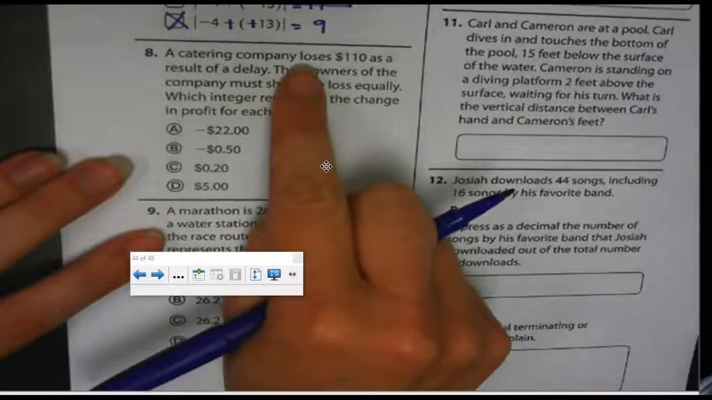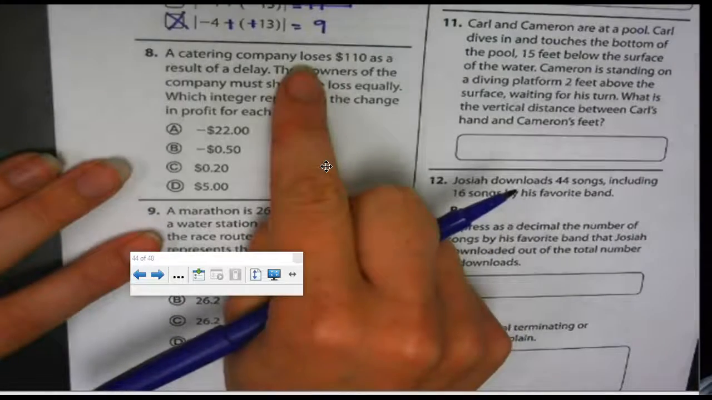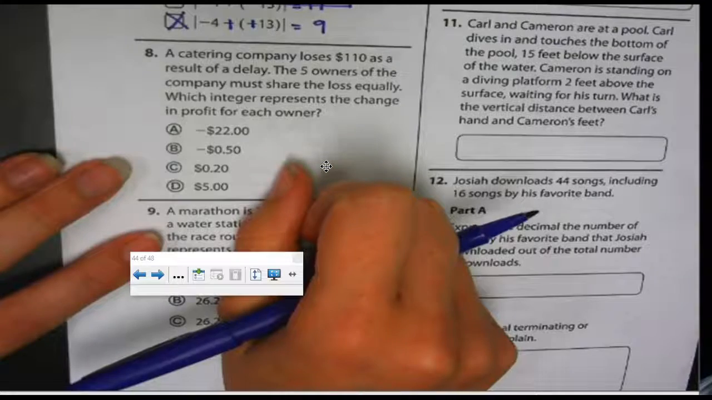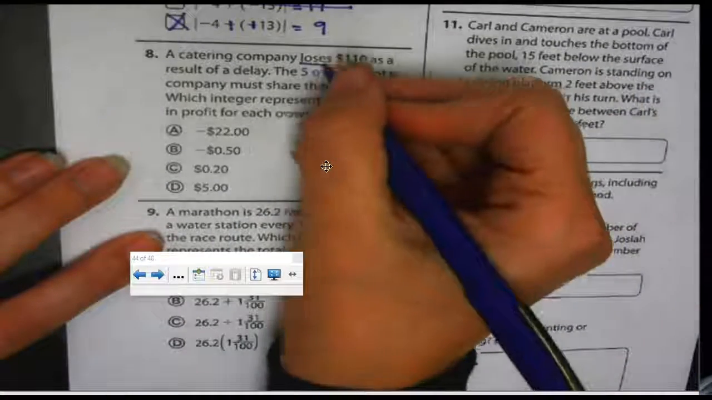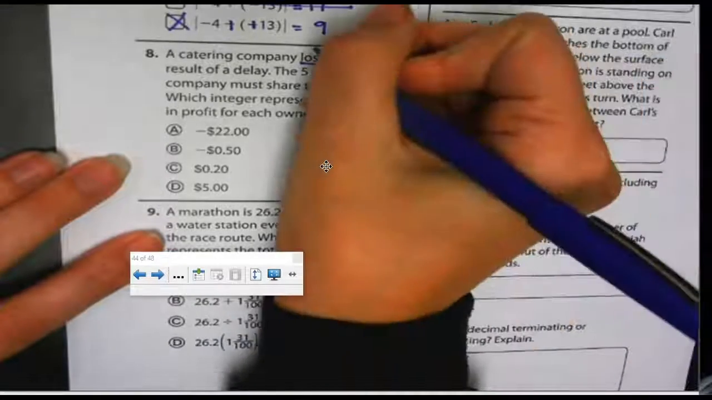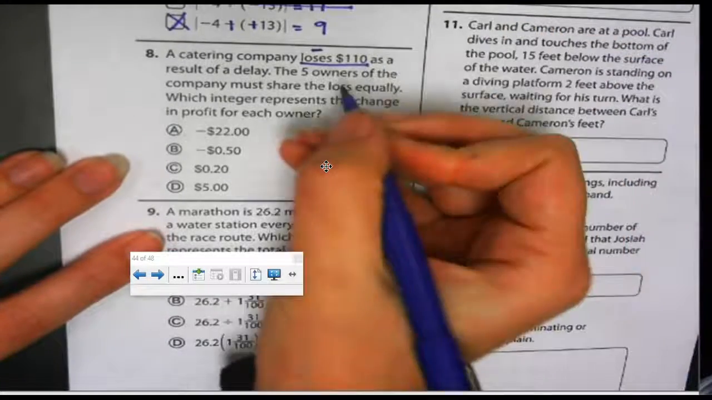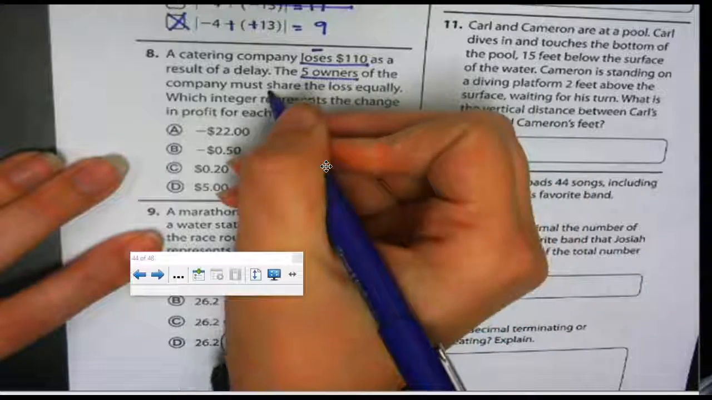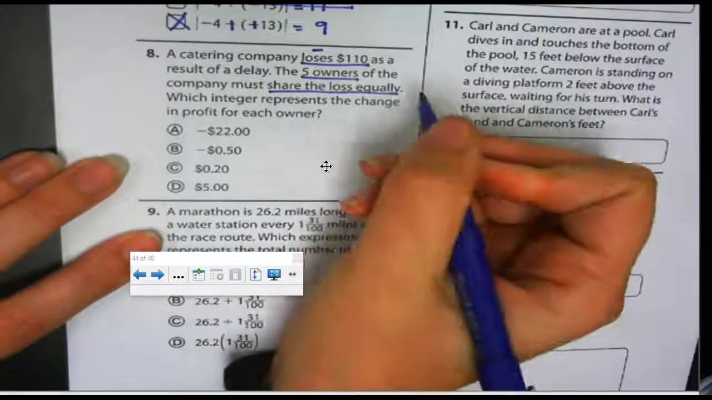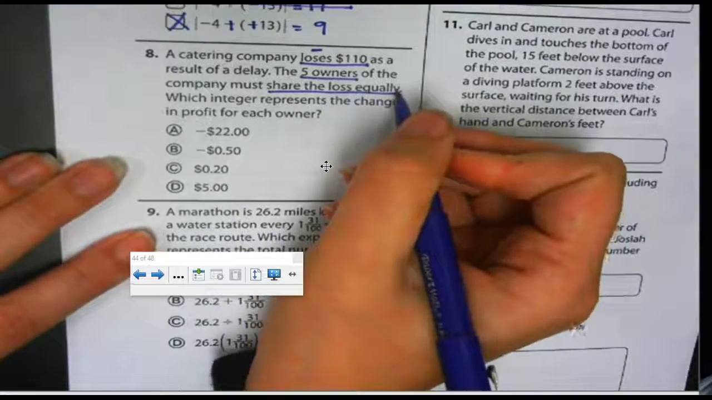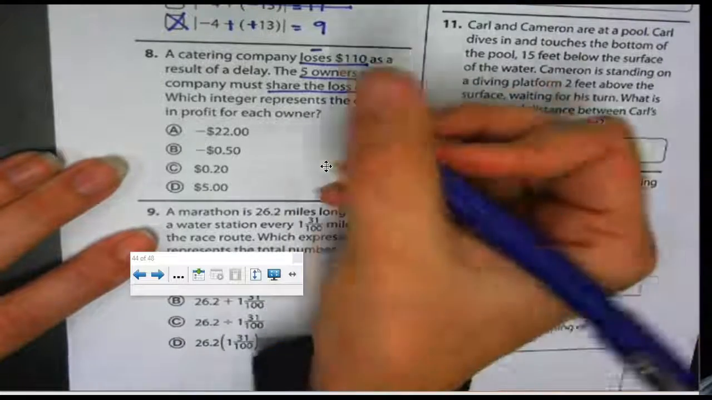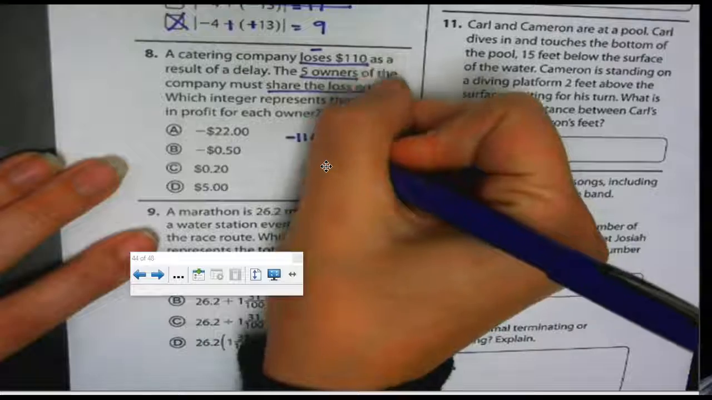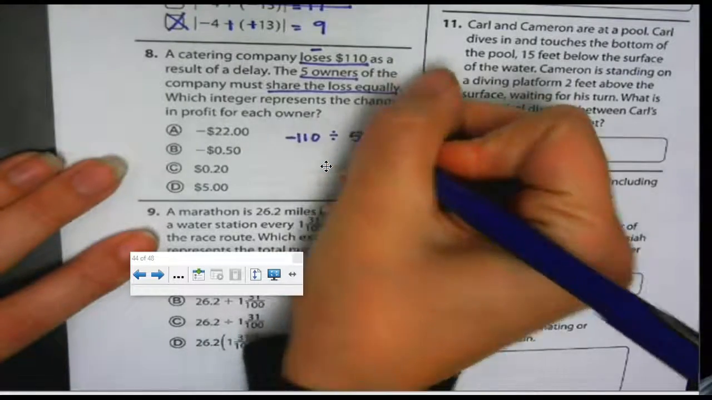So it says the catering company loses $110 as a result of a delay. The owner of the company must share the loss equally. So there's some keywords. So first, loses $110. That's a negative 110. There are 5 owners, and they have to share the loss equally. Well, anytime you're sharing something, especially equally, that should trigger that that's going to be division. So my problem right here would be negative 110 divided by 5. And remember, that's 5 owners.